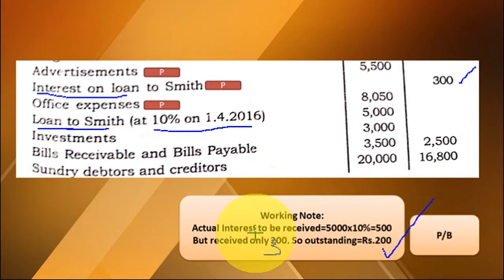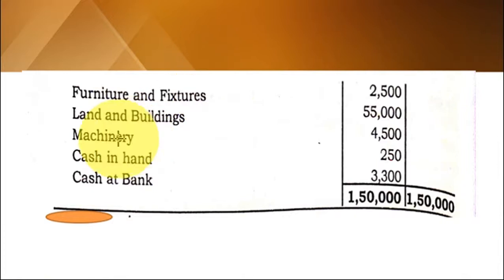Is it clear? So when they have given it like this, an interest rate with some loan and there is interest, we have to compare. Then investments, balance sheet. Bills receivable and bills payable, balance sheet. Debtors, creditors, balance sheet. Furniture, balance sheet. Land, balance sheet. Machinery, balance sheet. Cash, balance sheet. Cash at bank, balance sheet. Okay, identify all these items.